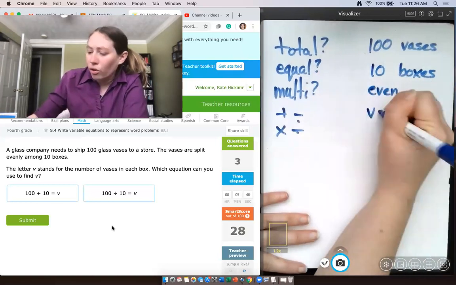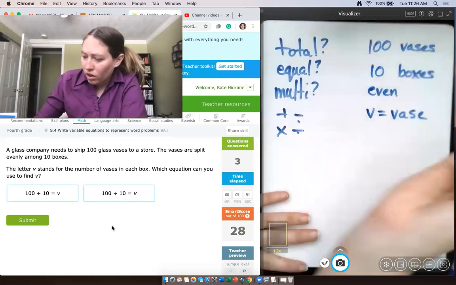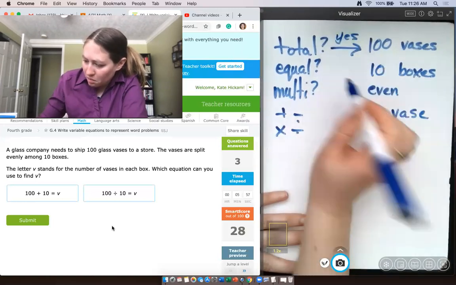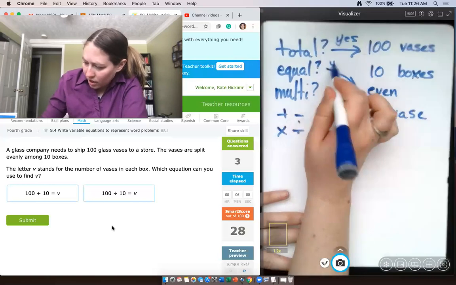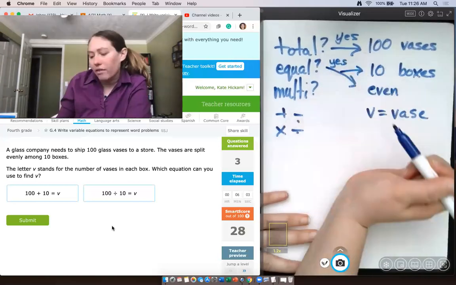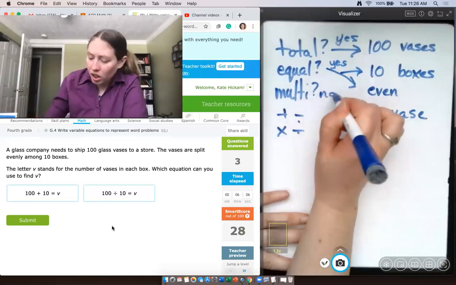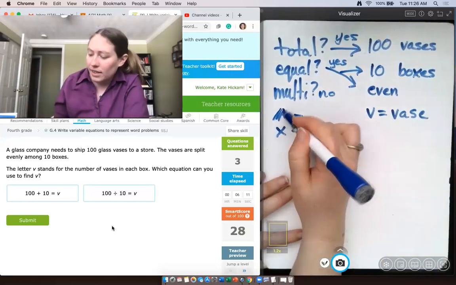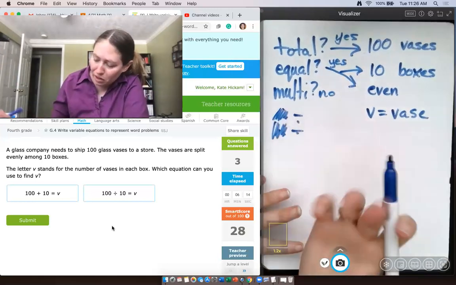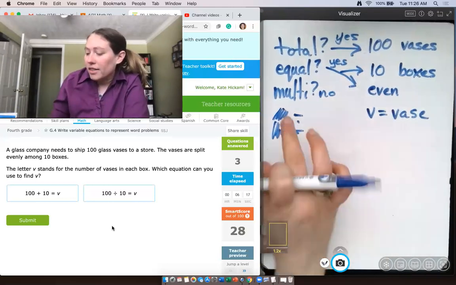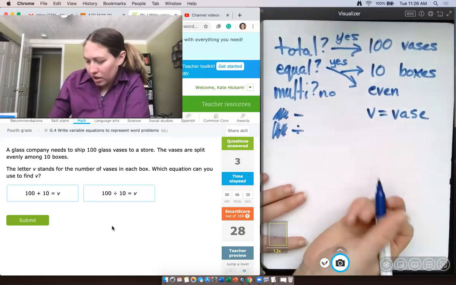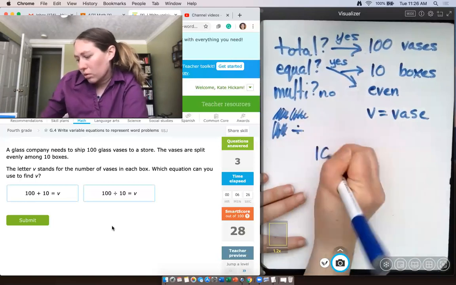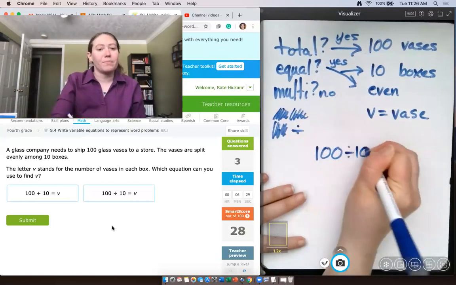So total. Yes, we have the total. We have 100 vases. Yes, they are equal groups between 10 boxes. And no, it is not multi-step. Since I have the total, and my number isn't getting bigger, I'm going to get rid of addition and multiplication because both of those would make my number bigger. Since they are equal groups, I'm not going to be subtracting. I'm going to be dividing. So I'm going to have 100 divided by 10 equals V for vases.